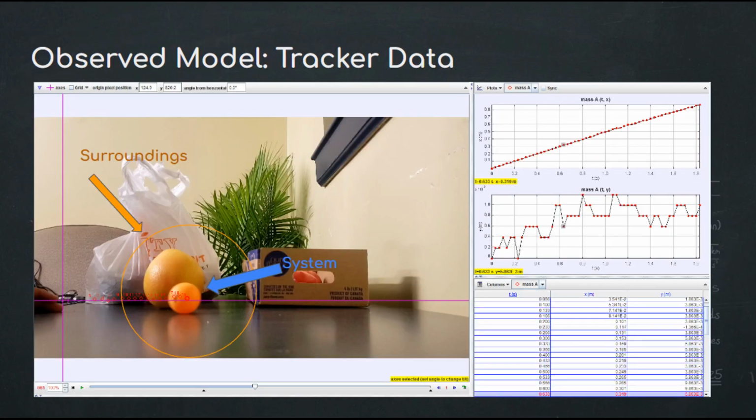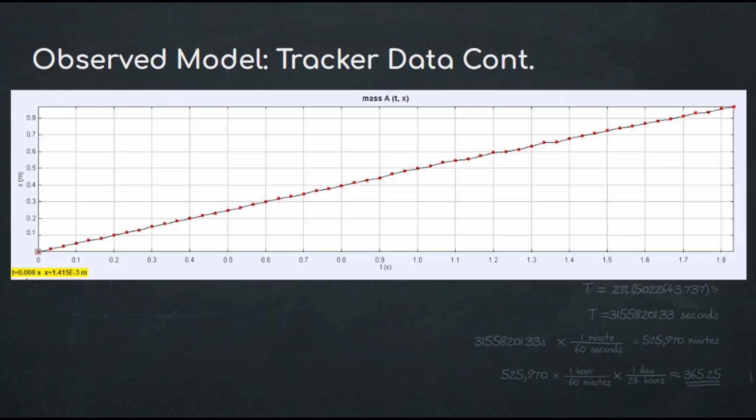Taking a look at our observed position model generated from the Tracker data, you can see on the image below that I've clearly labeled the system and surroundings of this experiment, the system being the object, the ping pong ball itself, and the surroundings being all other forces acting on that system. You may also note from the red checker points following the ball that the object is moving from left to right, which is also reflected in the top right graph of your screen, as you can see that the position versus time graph is moving with a positive slope. What you may also note about this graph is while the trend is not perfectly linear, the change in position over time is almost certainly moving at a constant rate.